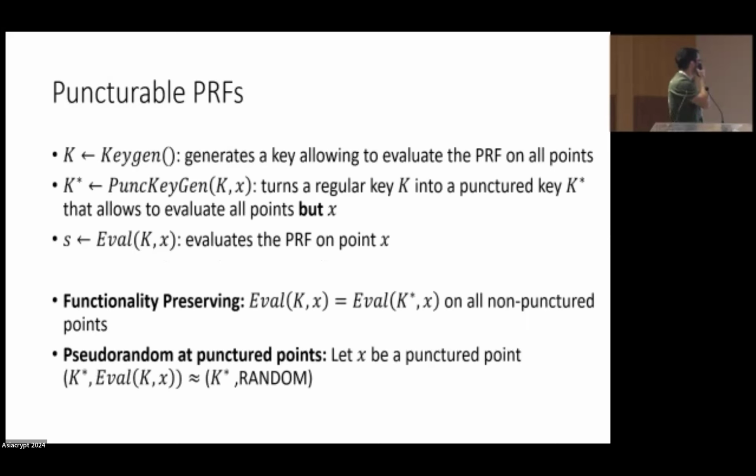So puncturable PRF is just like a PRF, but it has an additional feature that one can puncture keys so that these keys on a point X will not allow anyone to evaluate it. And we want this to be functionality preserving, meaning that the output is the same on punctured and unpunctured key or non-punctured points. And we want pseudo-randomness at punctured points.